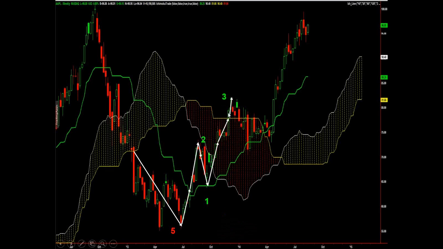When this bar closes above the cloud, it's a number 3. The moment a pullback occurs, this is a number 4. You now have the ability to place a pullback order or place a breakout. If you do a breakout, you're going to take this pivot, a couple of points above it, place a breakout order there.